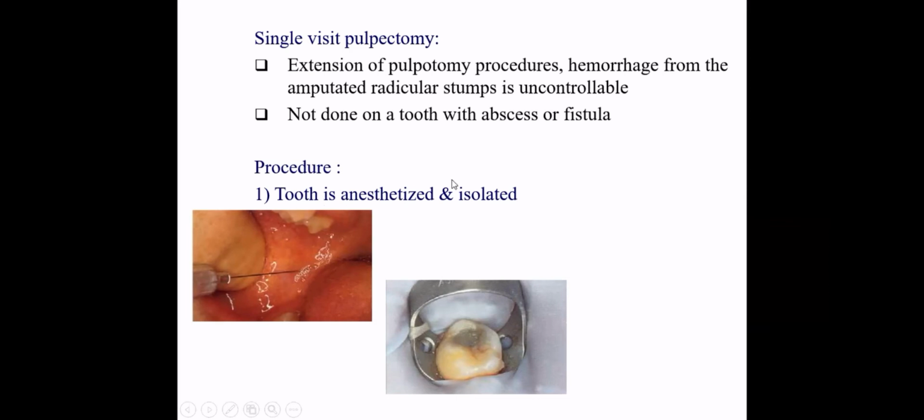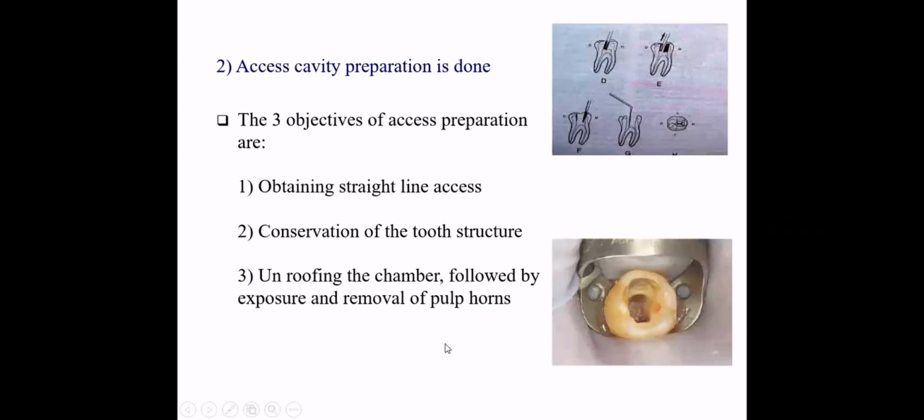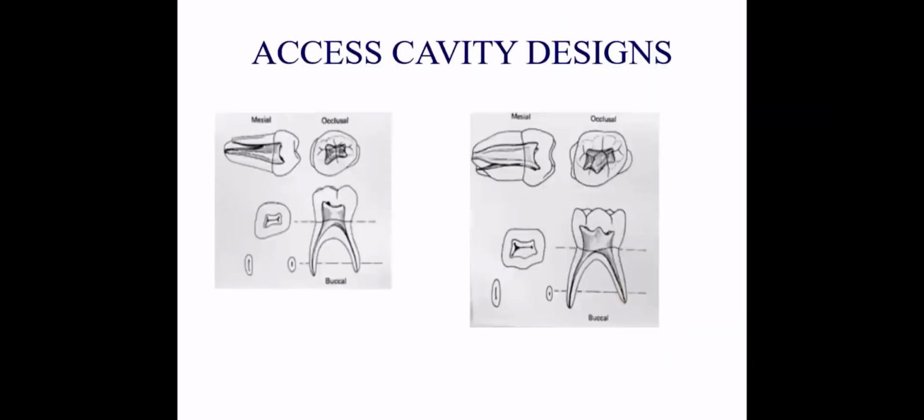First, you anesthetize the tooth, put on rubber dam isolation, then the access cavity is prepared. You will be well versed in how the access cavity is prepared. The objectives of the access cavity are obtaining straight line access, conservation of the tooth structure, unroofing the chamber, followed by exposure and removal of the pulpal horns. These are the three main objectives of access cavity preparation. For upper and lower molars, this is how the access cavity should be prepared.